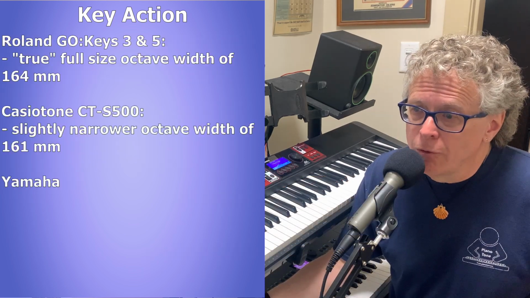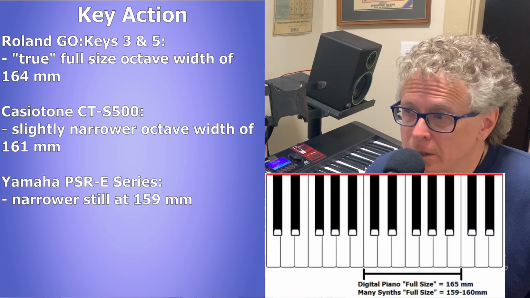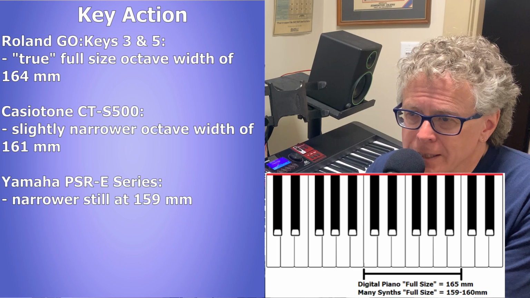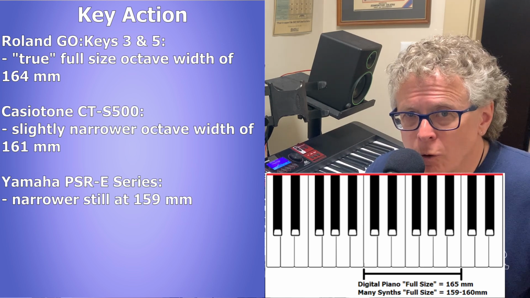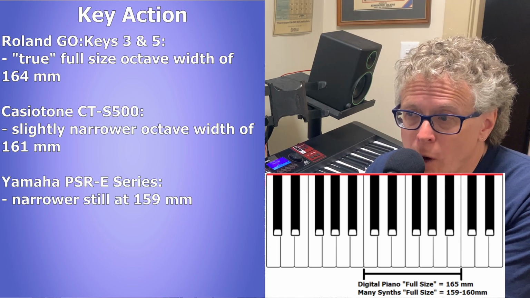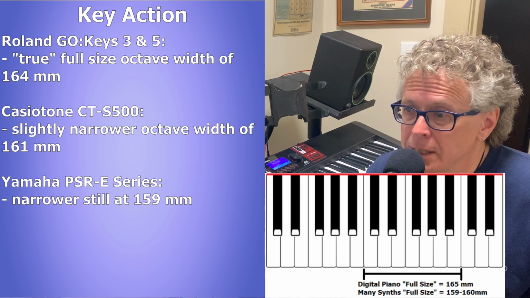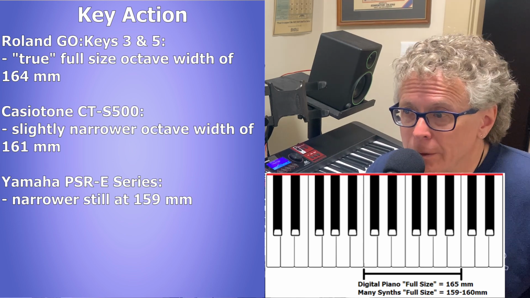The first one is the octave width. The Go keyboards have true full-size keys, so 164mm octave width. The CT-S500 is a little bit narrower at about 161mm, so it's pretty close. And the Casiotone's is actually still wider than the usual narrower synth action keys that you're going to find on Yamaha PSR E-Series keyboards, which is 159mm.